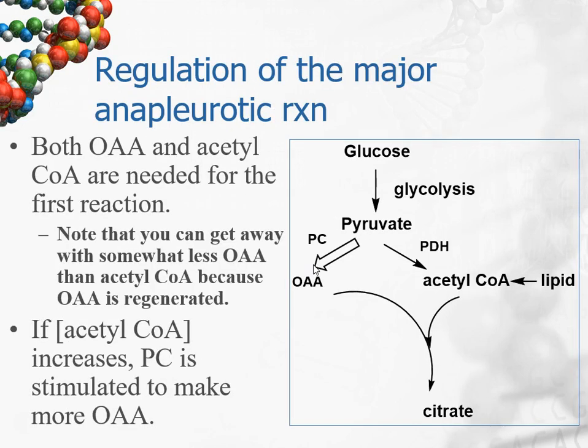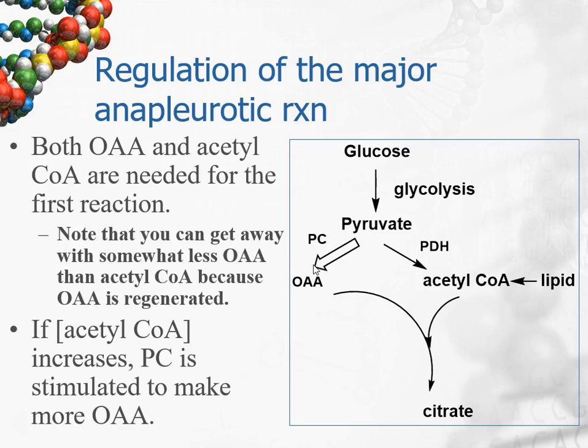So again, both OAA and acetyl-CoA are needed. It does look like there's a one-to-one stoichiometry, but you can get away with less OAA because OAA is regenerated. So you don't need 1 mole of OAA per 1 mole of acetyl-CoA, but you have to have some. Again, you don't need as much because the OAA is regenerated.